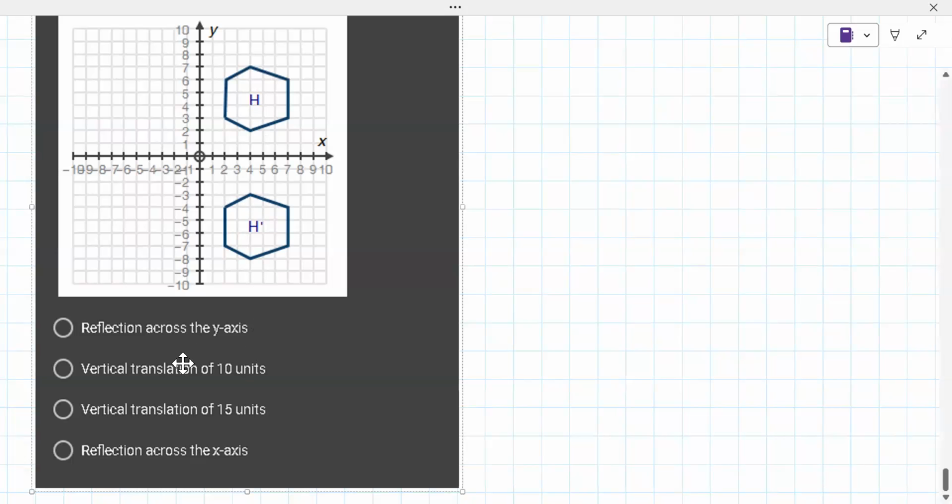Just give it a try here. What do you think? Reflection across the x-axis. Okay, so is that the only possible one that it could be? Could it be a vertical translation?